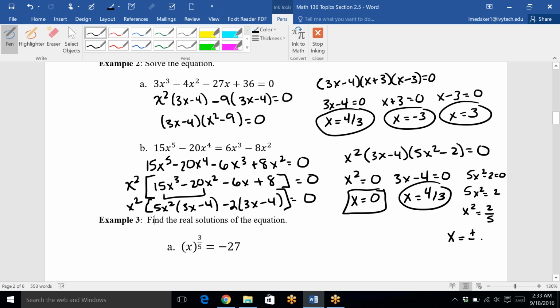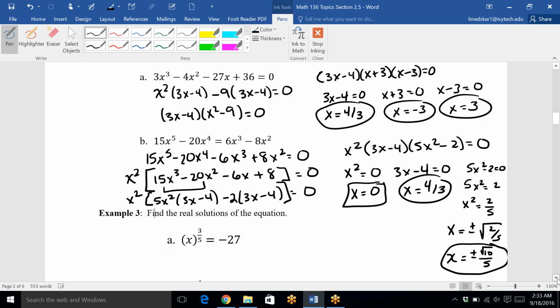But when you take the square root, this is not a 0, so you do have to put plus or minus, and this has to be rationalized. So we would multiply top and bottom by square root of 5, so that's square root of 10 over 5. So that one's a little bit tricky because of the final answer.